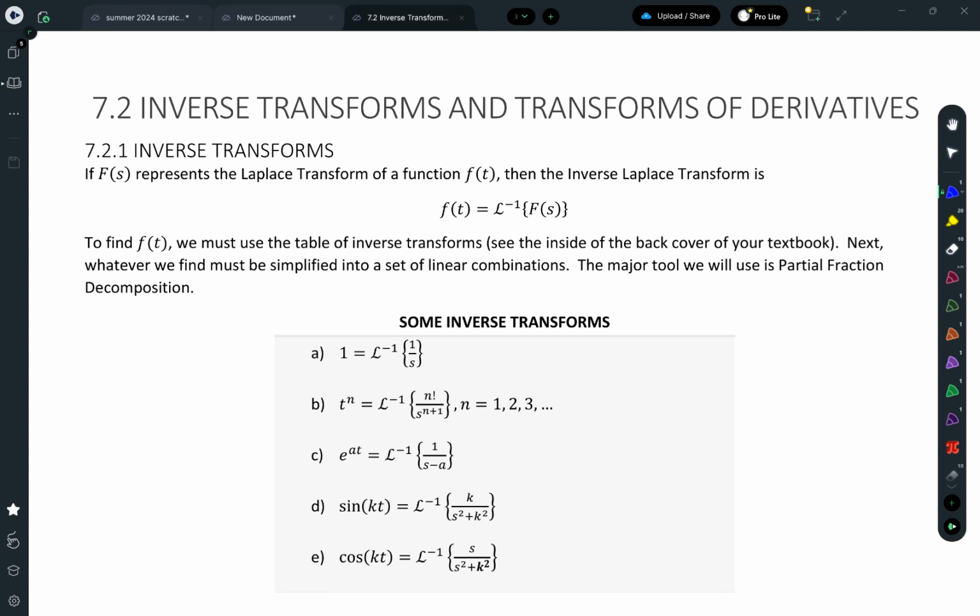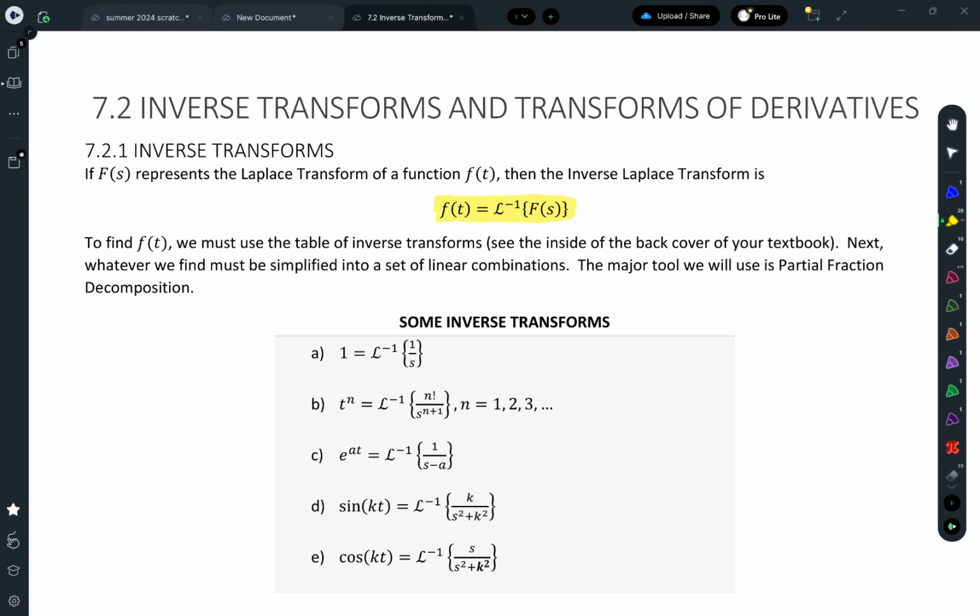If big F of s represents the Laplace transform of a function little f of t, then the inverse Laplace transform is little f of t equals Laplace inverse of big F of s. And so we're using that -1 exponent form to represent inverse function, not a 1 over function. Okay, it's not a reciprocal thing. It's just to give us that name inverse.